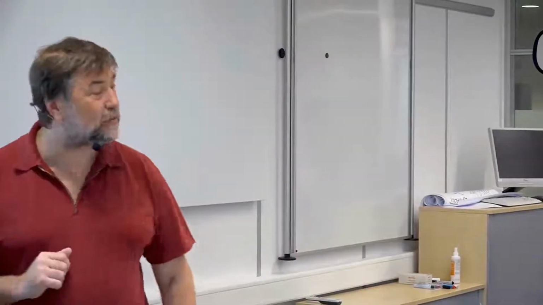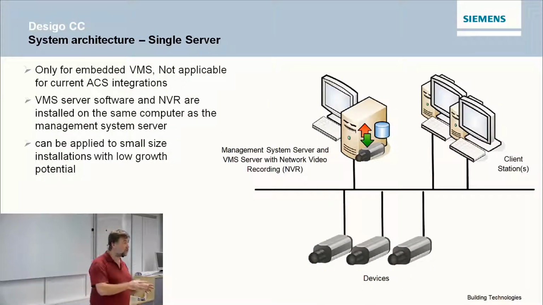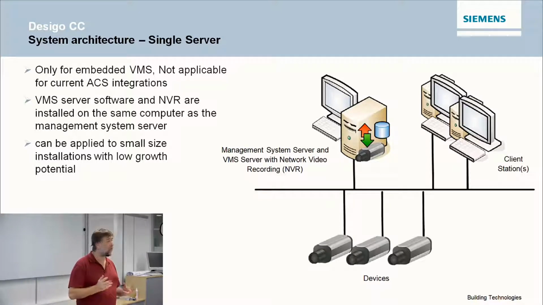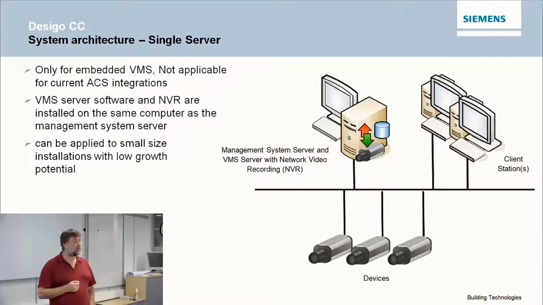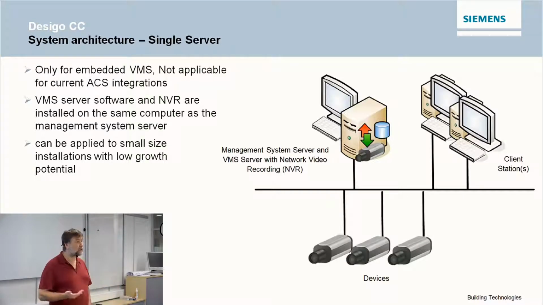Now, this has restrictions. If I use a single machine to install video and Desigo CC on the same machine, you have to think about hardware resources. You need resources for the clips you are storing, recording. If you record your video, you easily need terabytes of disk space. But you also need resources on the processor, on the CPU, on the GPU even, and also on the memory.